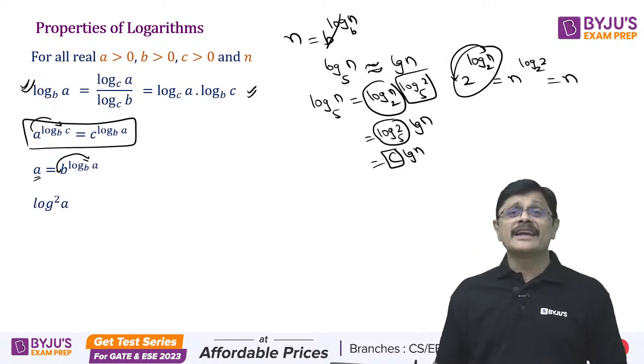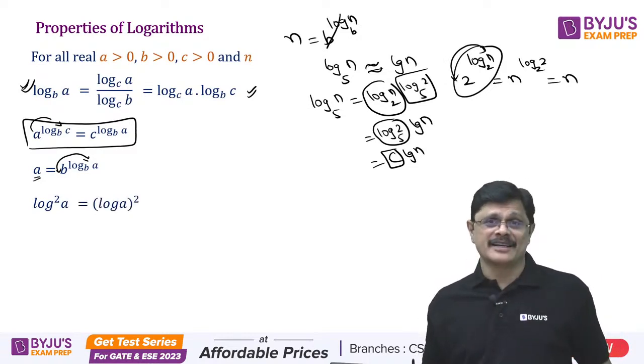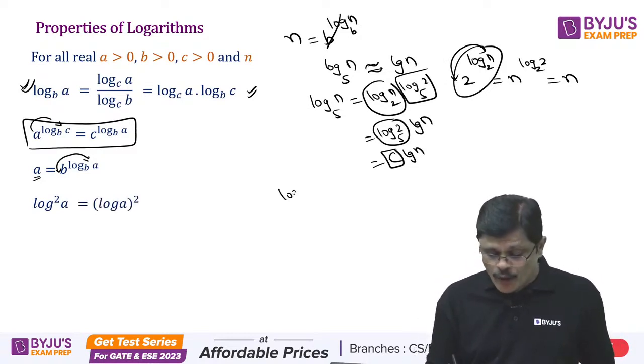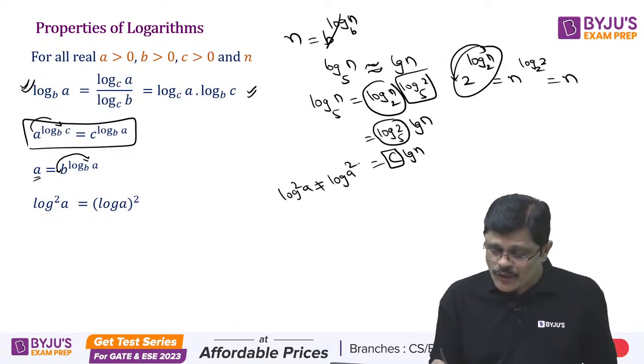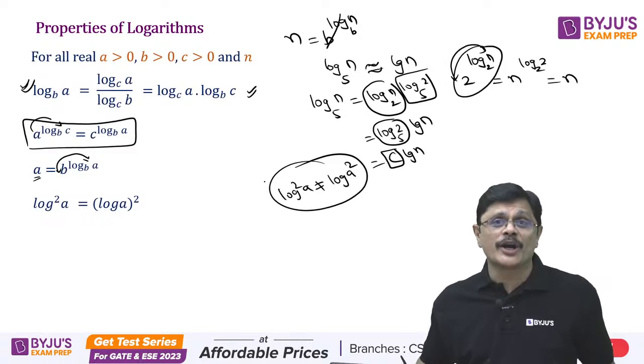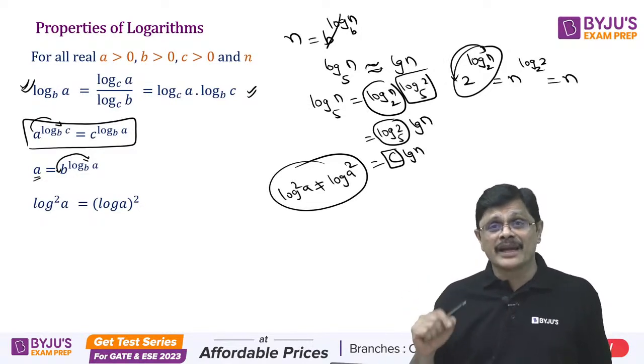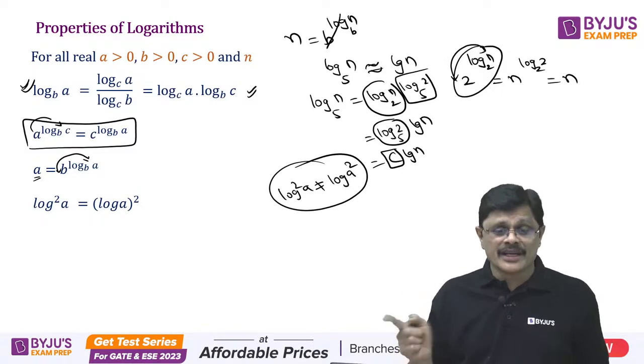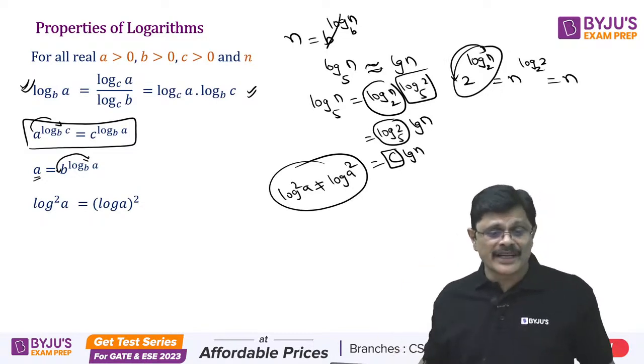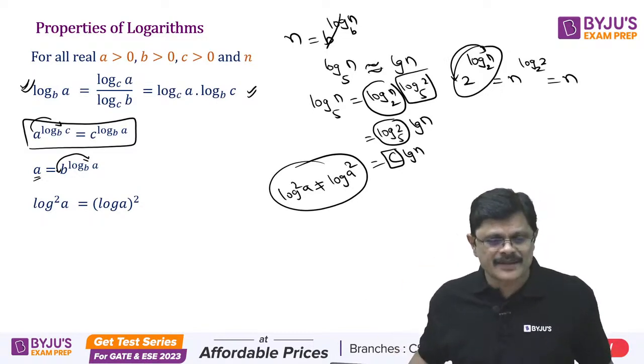And log square a means log a whole square, my dear friends. There is a difference between log square a and log a square. These two are not same. Please note this point, my dear friends. Log square a is log a whole square, whereas log a square is 2 log a. So they are not same. Please note that point. That is very, very important, my dear friends.